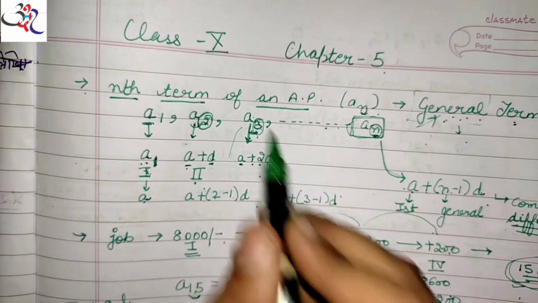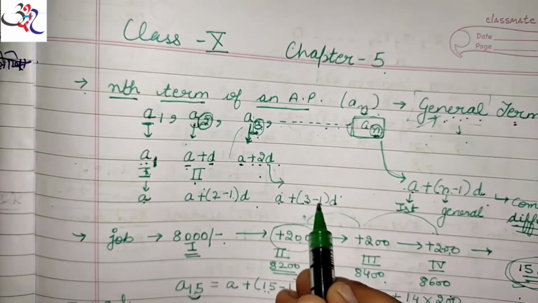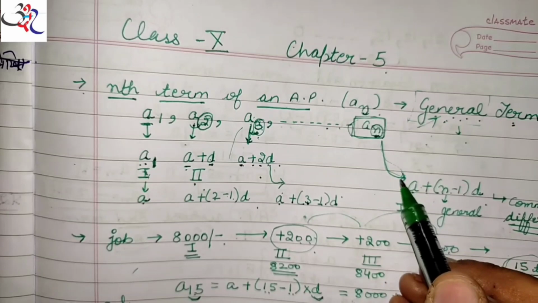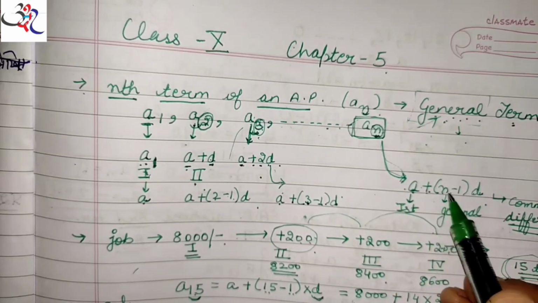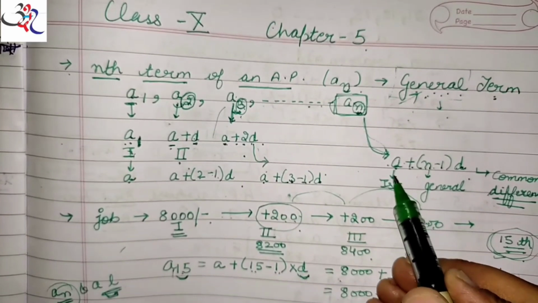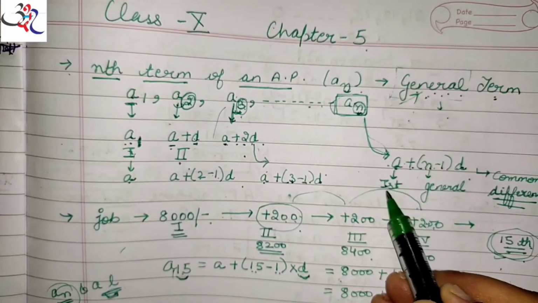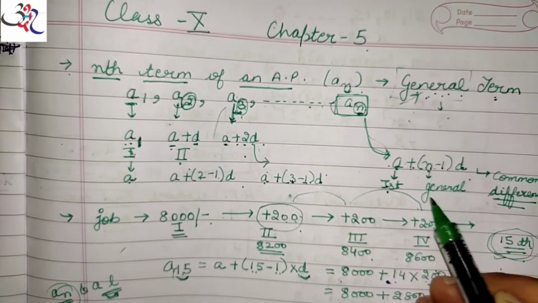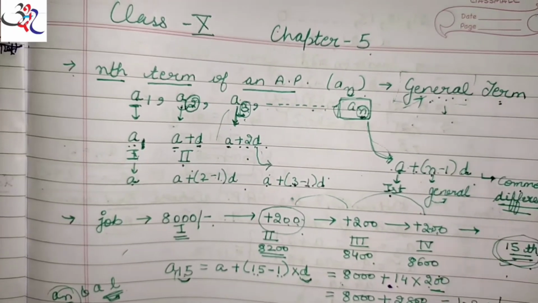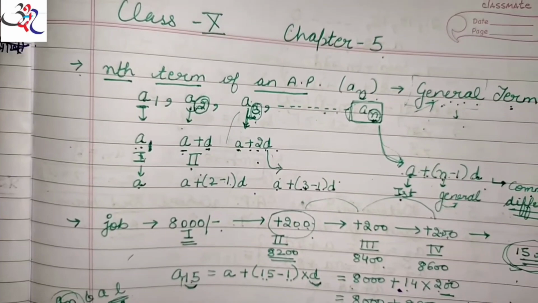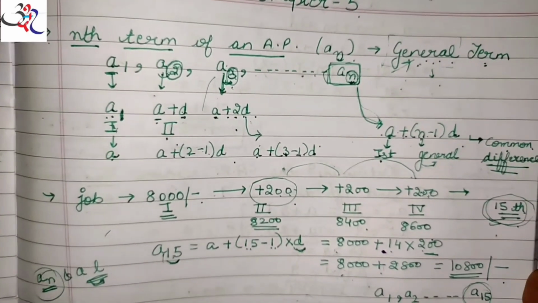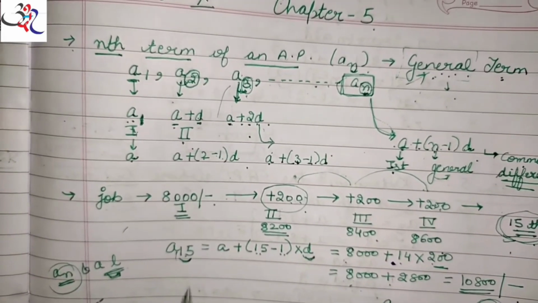Whatever is the number written here, we are subtracting one from this number. So similarly, to find any nth term, we can write a plus n minus 1 into d, where we know that a is my first term, n is any general number, and d is my common difference. Okay, so what is the use of this and how to apply it in an example? Now let's understand that.